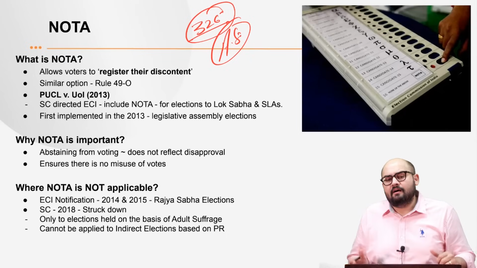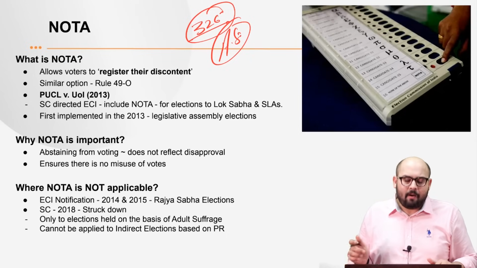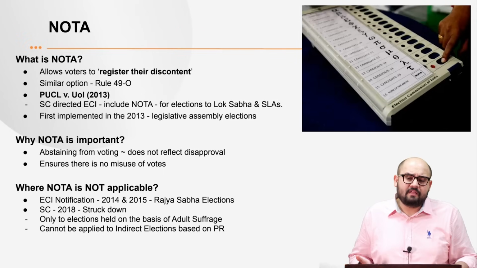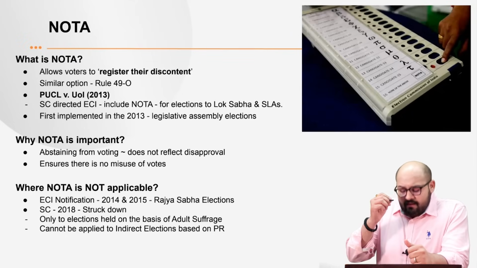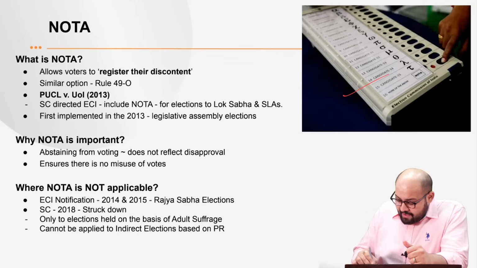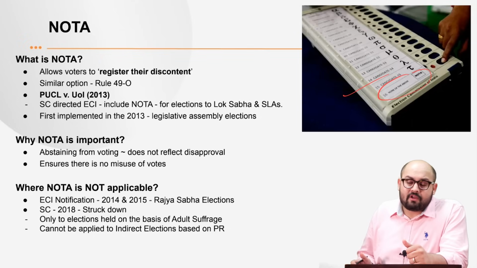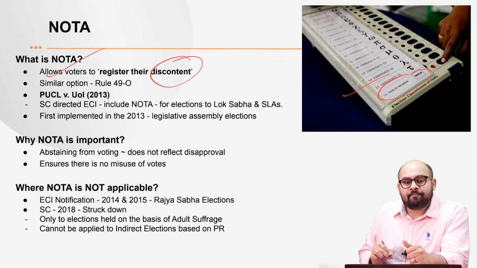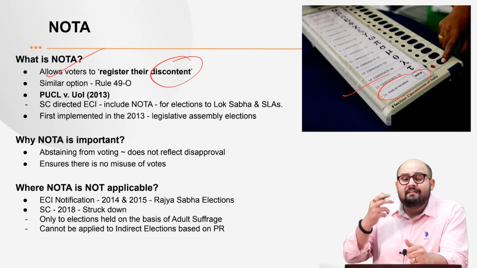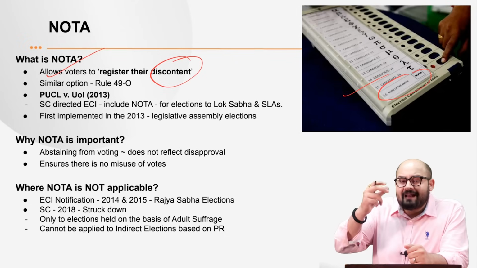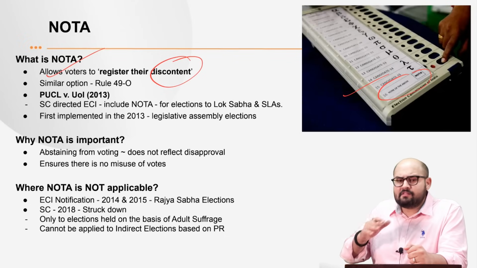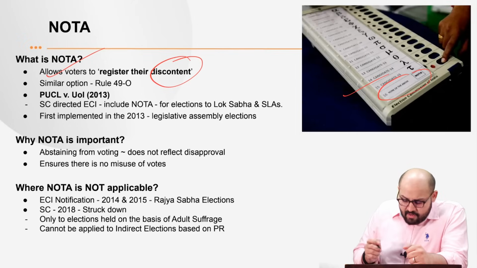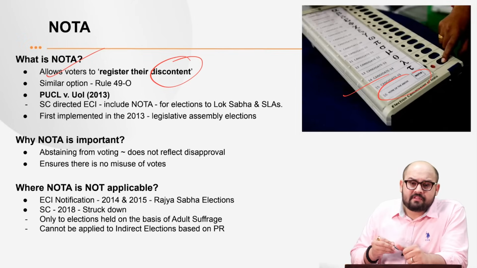Now this makes the right to vote a constitutional right. Coming to this topic in particular, that is the none of the above option: what is its importance? See, this option, as you can see in the image, is available in the EVM, the electronic voting machine. It allows the voter to register their discontent, that is their disapproval or displeasure with respect to a particular candidate or a particular political party. If he is not satisfied with that candidate or political party, he can press the NOTA button. This provision was introduced in 2013.